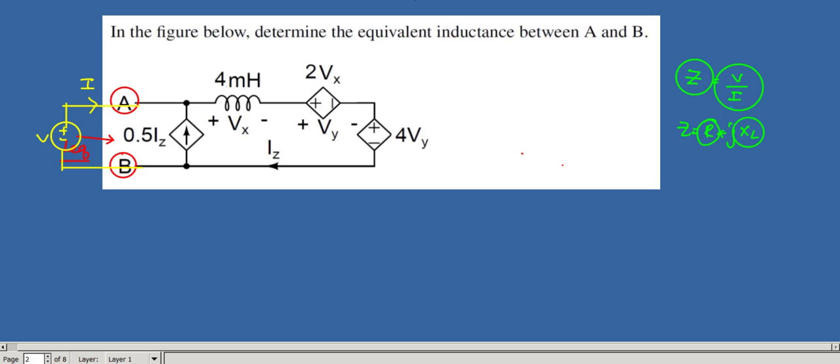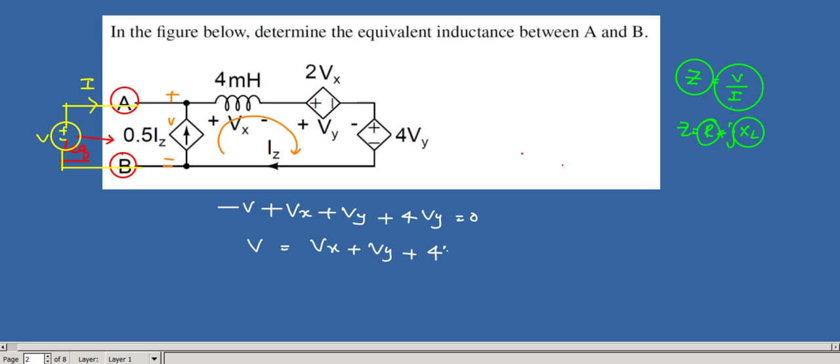Okay, so first of all apply the loop here. Whatever the voltage here, plus or minus V, the same voltage appears across this dependent current source. So apply KVL: minus V plus Vx plus Vy plus 4Vy equal to 0. V equals Vx plus Vy plus 4Vy.